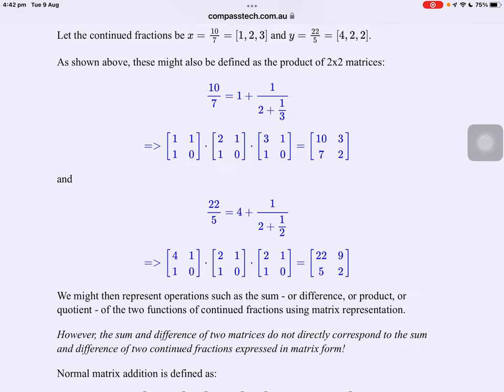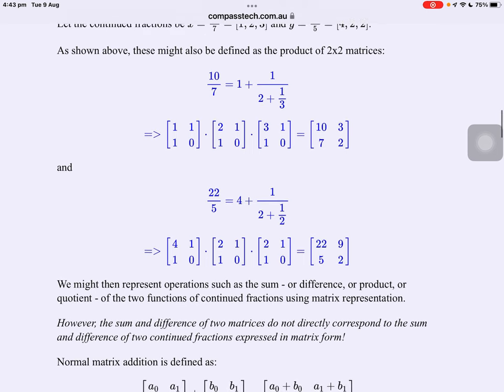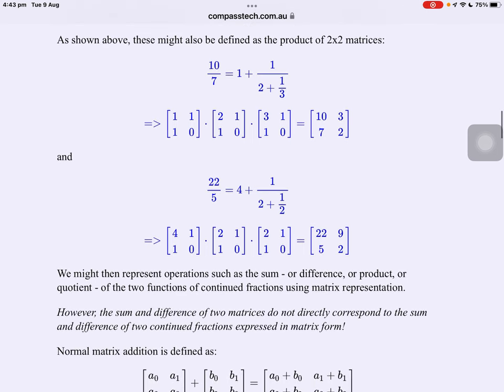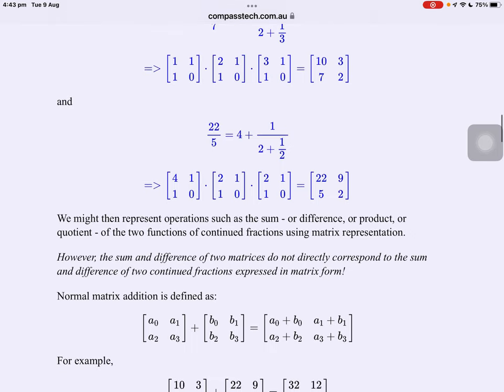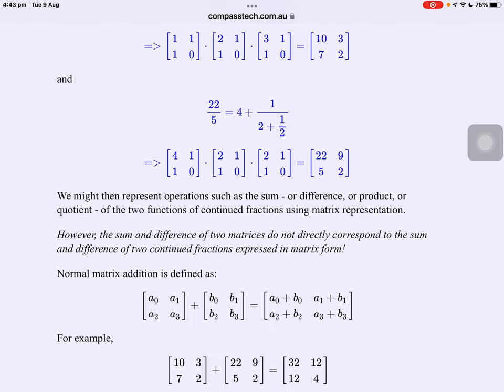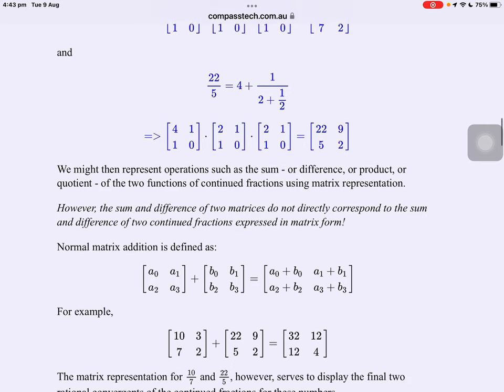And when you multiply them out, the matrix you get has 10 over 7, the final convergent, as the first two terms. And in fact, it carries with it the last convergent, the last approximation, which was 3 over 2. So we know that 3 over 2 is a good approximation, and 10 over 7 is the exact result. For 22 over 5, 4, 2, 2, when we multiply those three matrices together, we get 22 over 5, and we get 9 over 2 as the last convergent.